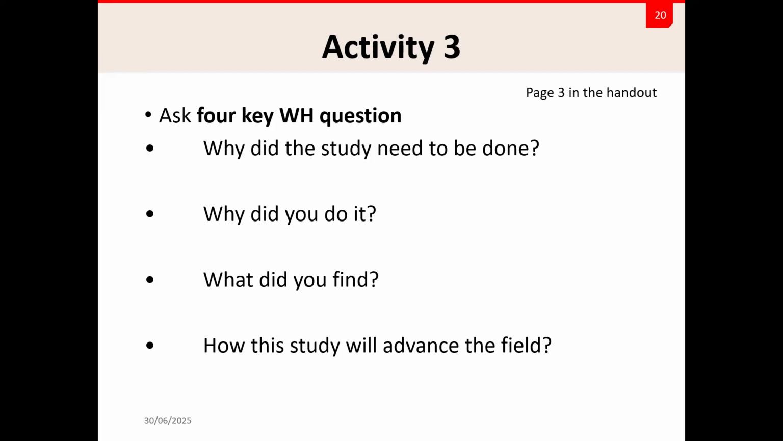Okay, so I hope you were able to write down something. Let's move on to the third one. What did you find? It's the same way. Take 2 minutes and write about what you found in your results.